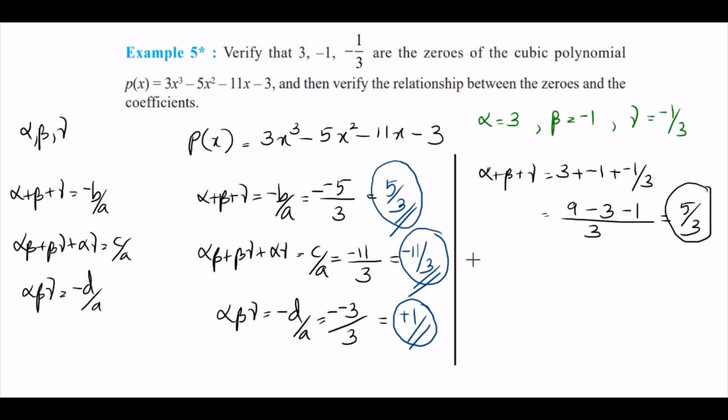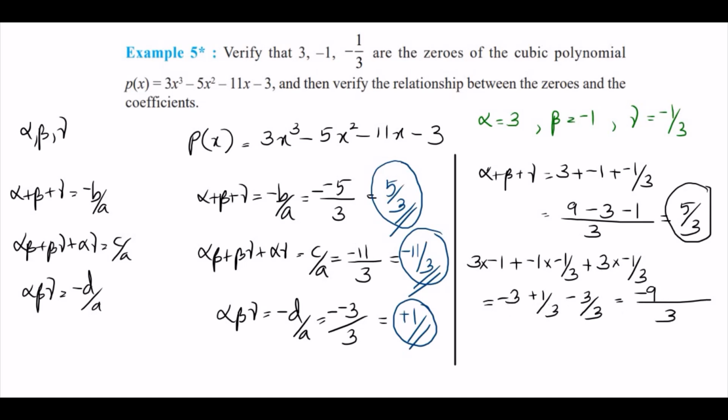Similar way, when you do for alpha beta plus beta gamma plus alpha gamma, you can check. So 3 into minus 1 is minus 3, plus 1 by 3, minus 3 by 3. So here the LCM is 3. So minus 9 plus 1 minus 3. That is minus 12 plus 1 is minus 11 by 3. So here if you check, you can see alpha beta plus beta gamma plus alpha gamma is same as c by a.